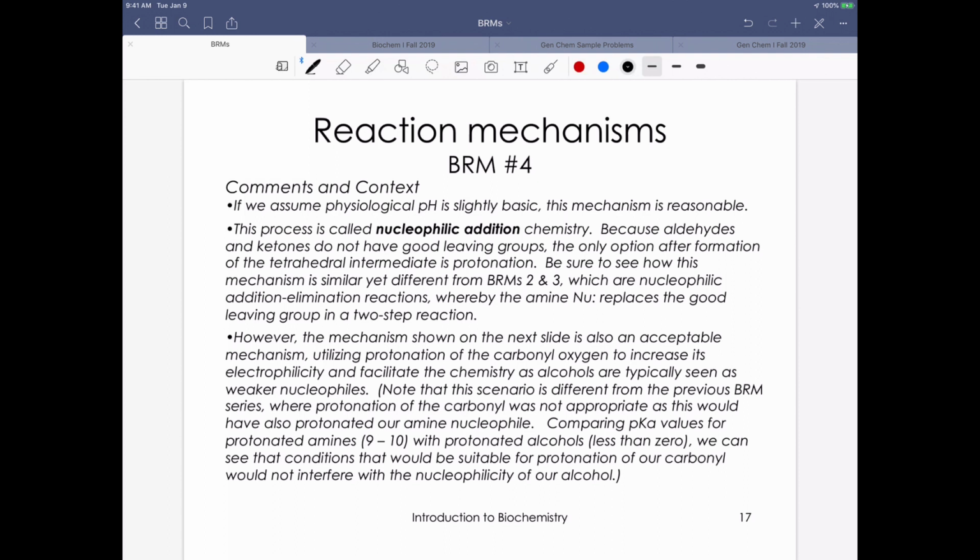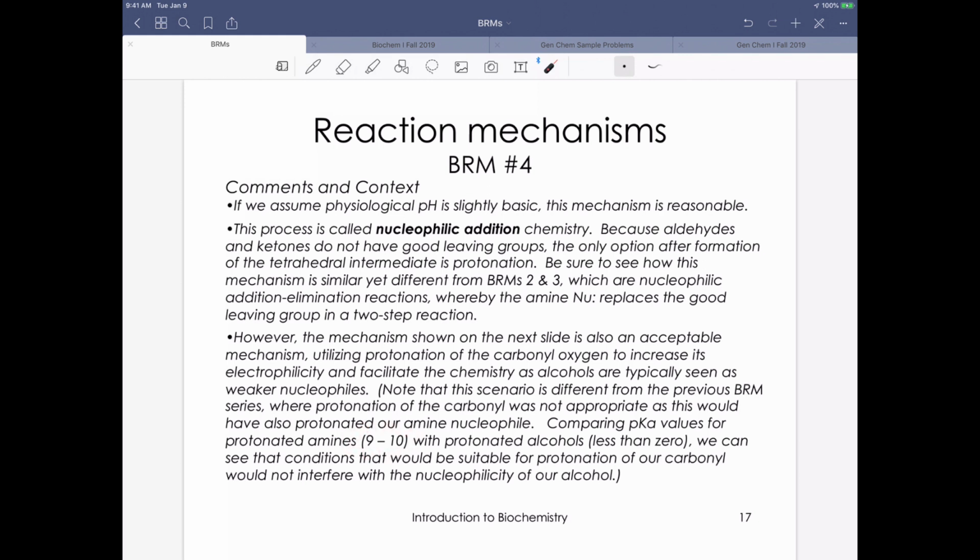So I want you to kind of think about the parallels between this mechanism and the ones that we did in reaction mechanisms 2 and 3, where we had an amine as a nucleophile. And note that this is going to be very different because if we are in sufficiently acidic conditions such that we can protonate our carbonyl oxygen, that would also be sufficiently acidic to protonate our amine nucleophile, which would mean it couldn't be a nucleophile. And the big picture here is that we can get at that by comparing pKa values.